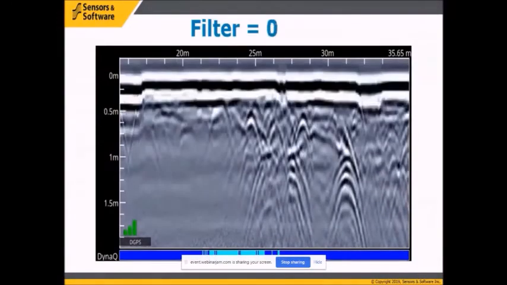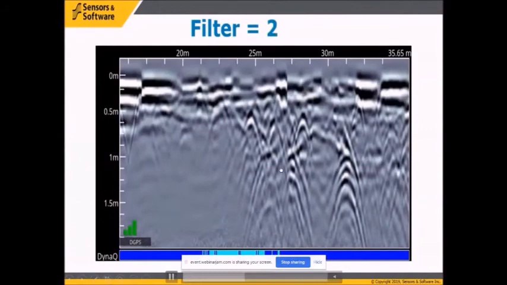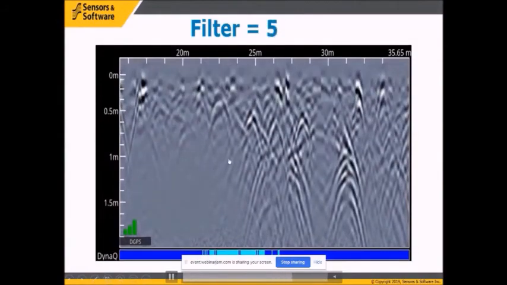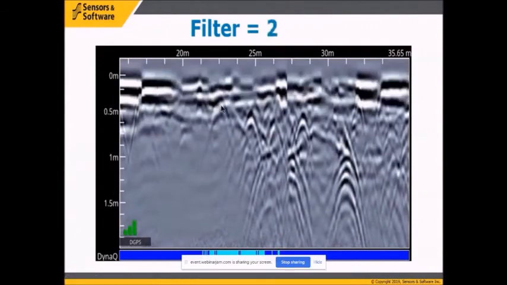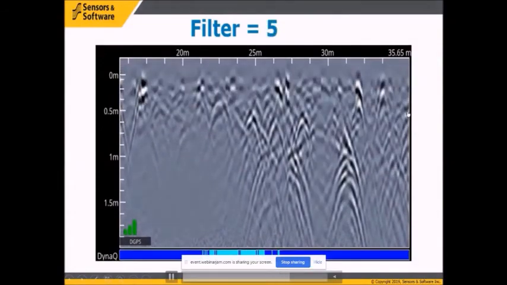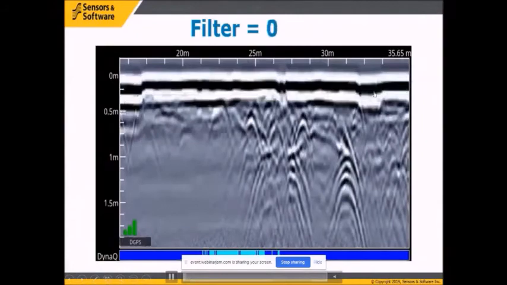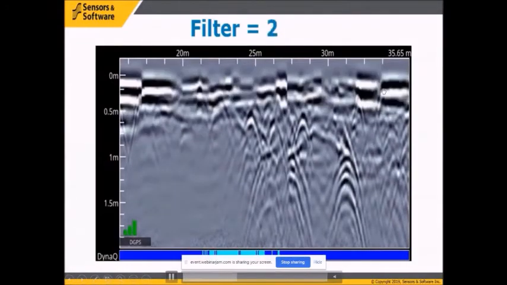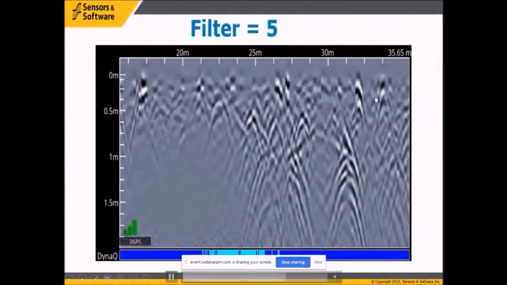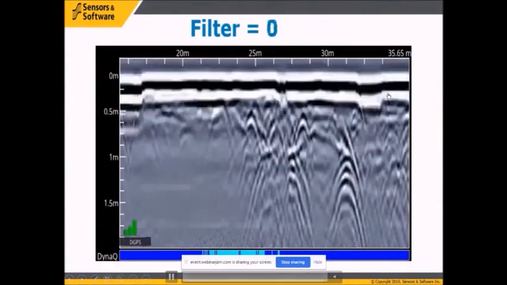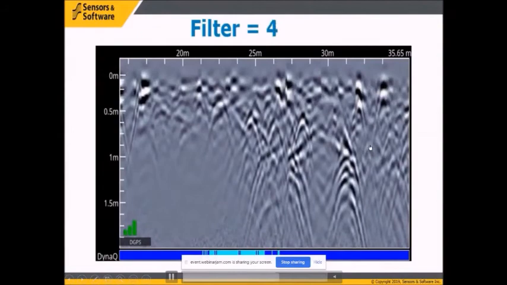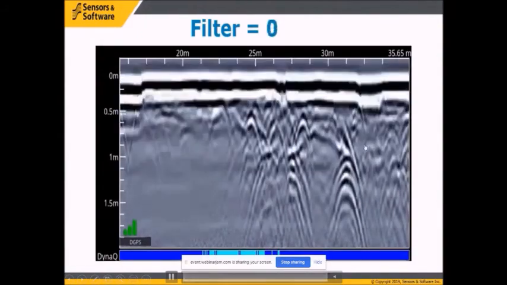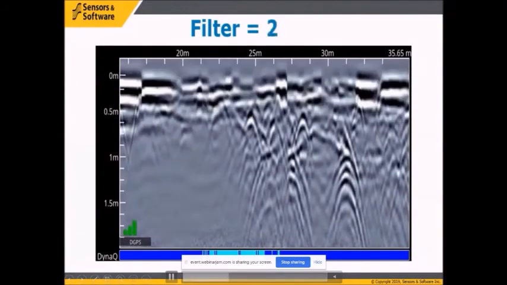My two favorite examples in this data are confirmation that the hyperbola at 22 meters is a real target, and the trench at 32 meters. You can get a hint of this trench, but once you apply more of a filter, you can see the two sides of it. And if you look closely, you can even see what may be the hyperbola from the object that's buried in the trench.